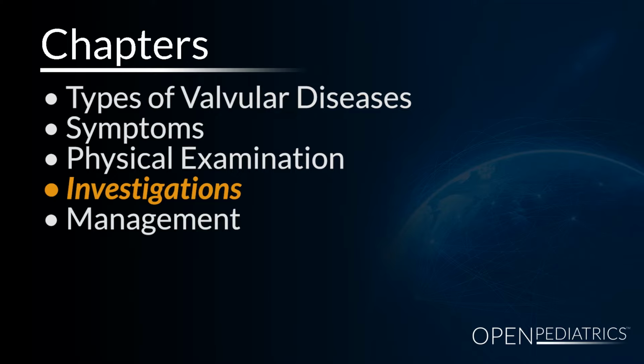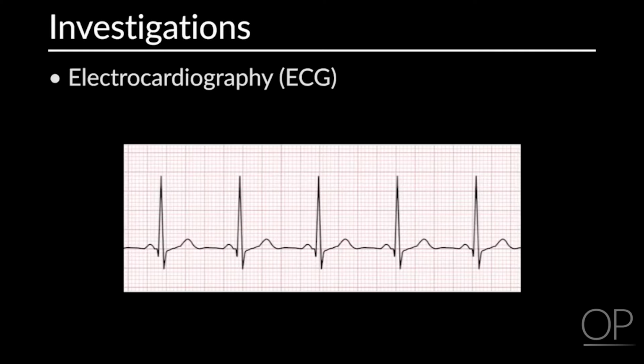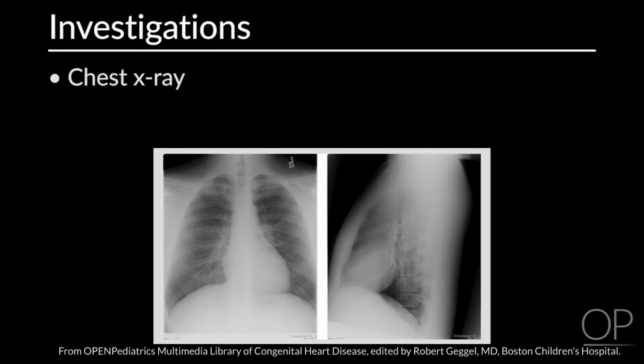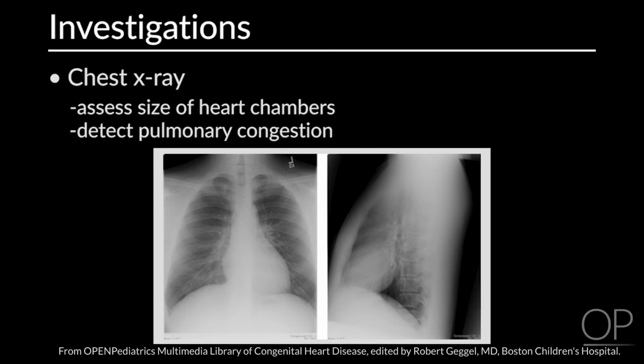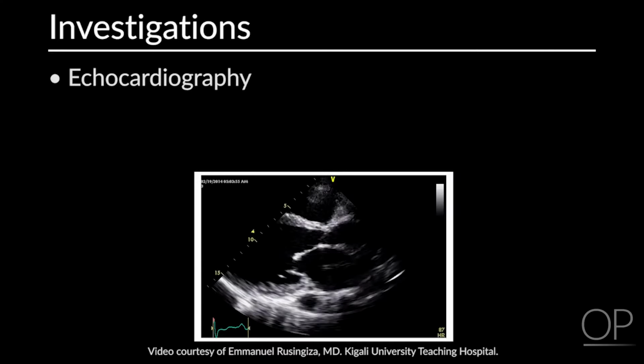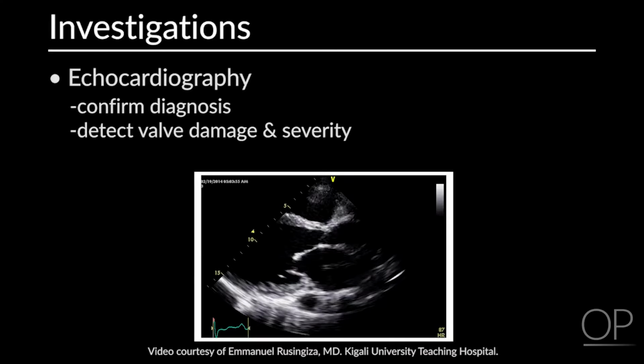Investigations. The investigations include electrocardiography, which is essential to determine the cardiac rhythm and other abnormal patterns. Chest X-ray helps to assess the size of the heart chambers and to detect pulmonary congestion. Echocardiography is here the gold standard exam. It confirms the diagnosis and detects any rheumatic valve damage, helps determine its severity, and assesses left ventricular function.